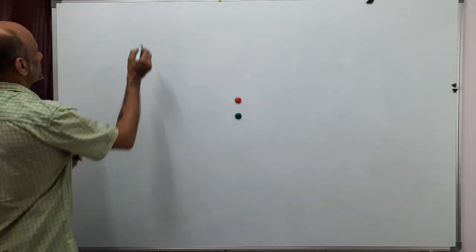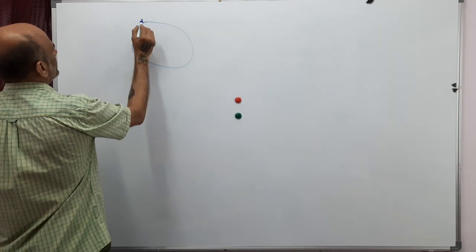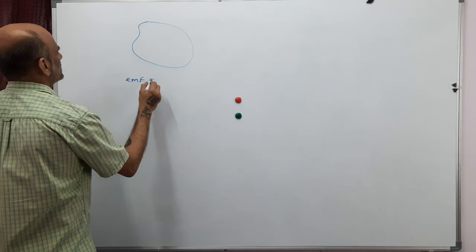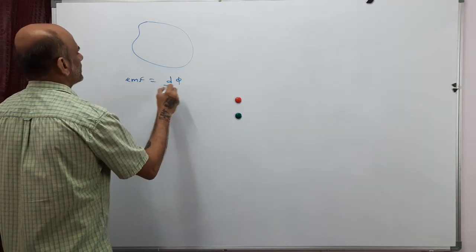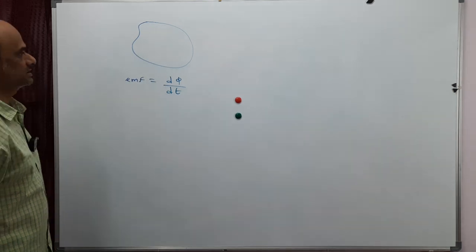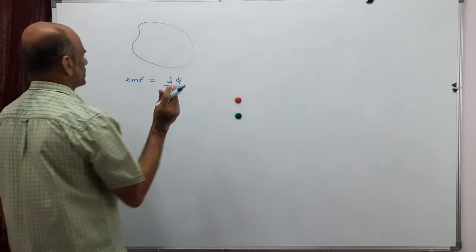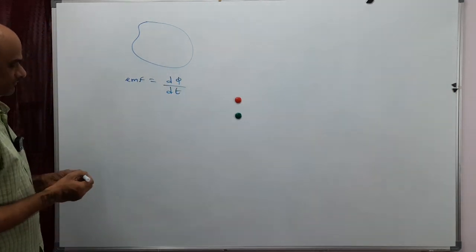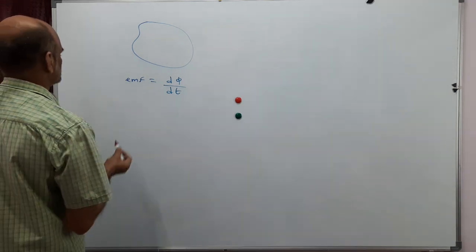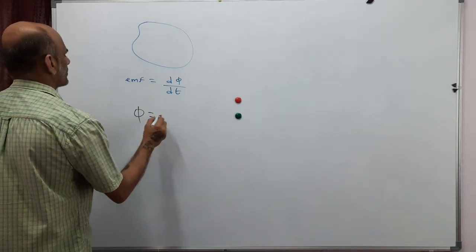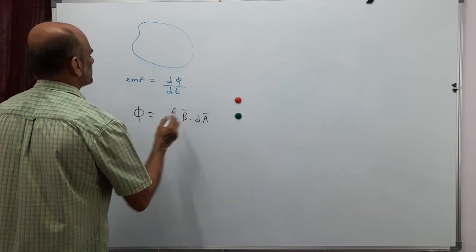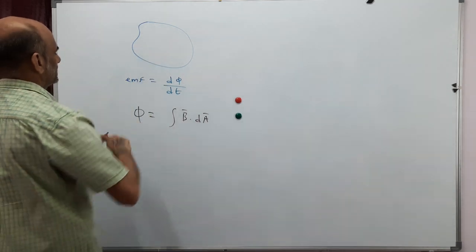The EMF induced in a closed path is given as minus d phi by dt, where phi is the flux linking this closed path. This is Faraday's law of electromagnetic induction, and the flux linking this closed path is given as the integral of B dot dA over this entire area.